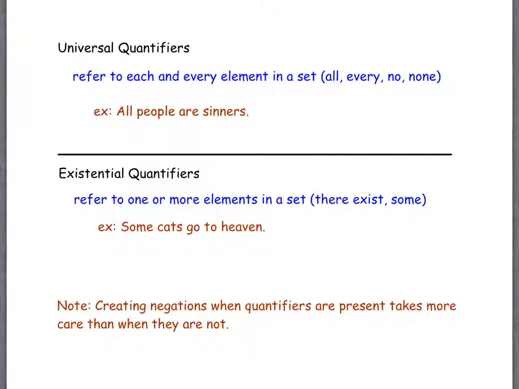So we have the word some in this one. Some cats go to heaven. At least one cat goes to heaven. There exists a cat that went to heaven. Those kinds of phrases. So when you see those phrases, you have an existential quantifier. Now, the reason for mentioning these in particular is because when these kinds of words are present, creating a negation becomes more complicated. Okay? So we're going to take a look at why that happens.